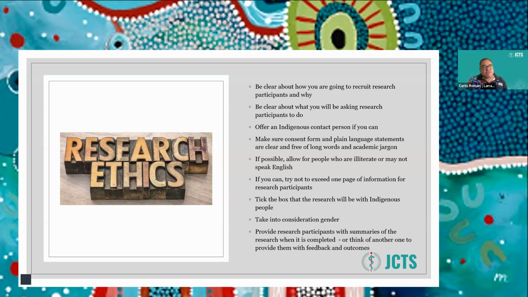Be clear about what you'll be asking research participants to do. If you can, offer an Indigenous contact person so that Indigenous study participants can talk to them and ask questions about the research. You need to make sure that your consent form and the plain language statements are in plain English that explain the research that you're doing. You need to make sure they are free of long words and academic jargon. People need to confidently understand what you're doing. And if you can, try to limit that to 1 page. Take into consideration gender, if that's part of your research, and explain that to the ethics committee.